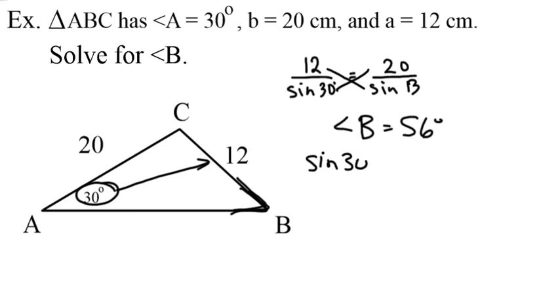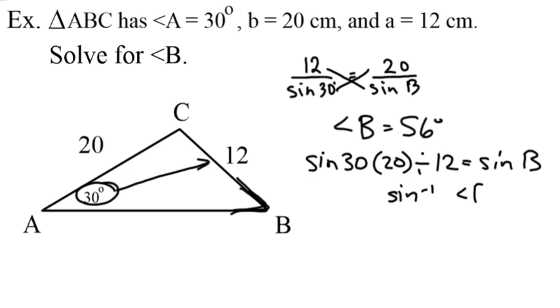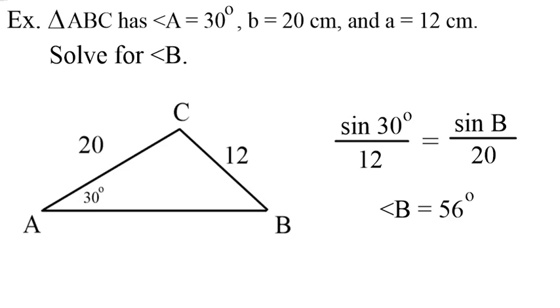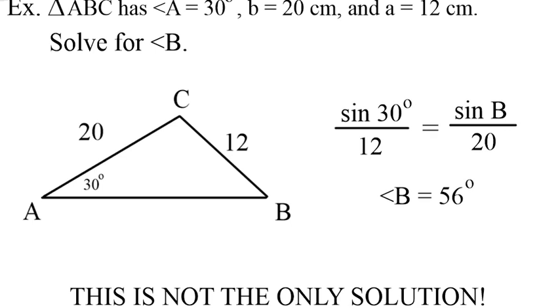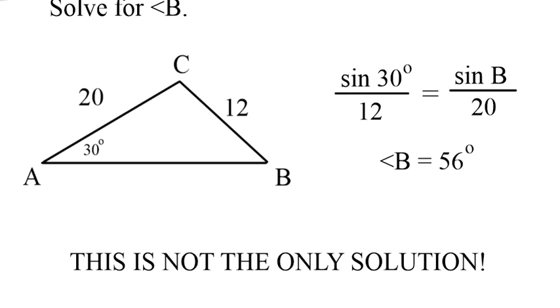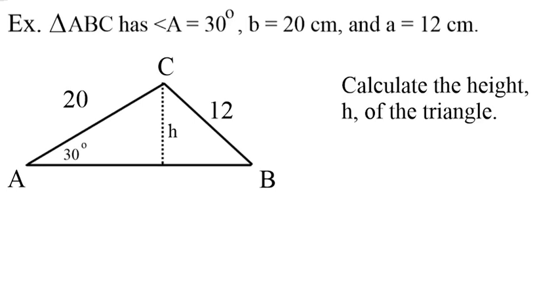Sine 30 times 20 divided by 12 gives us sine B. Remember to inverse sine the value, and angle B is 56 degrees. So we just talked about it, not a big problem. Or is it? There's our 56. What's important here is that 56 degrees is not the only solution. This is a case where it's a unique situation. We'll talk about why it is after we look at this particular example.